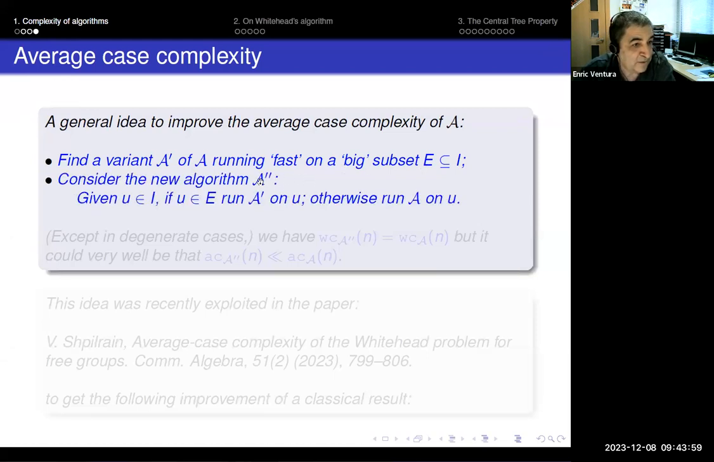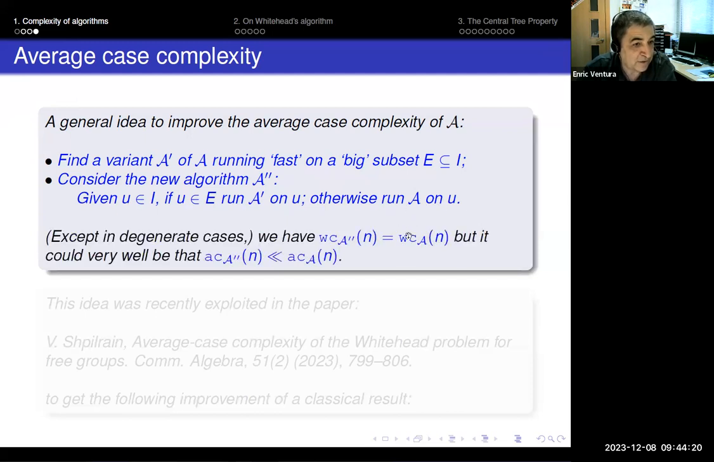You can do this very easy variation. Consider a new algorithm which, given an input, checks whether the input belongs to the nice subset, and in this case you run the fast algorithm, and if not, you run the slow one. In the worst case, it is going to be the same thing because the bad inputs are here. But if the subset is big enough, most of the inputs are going to fall into the fast algorithm, and then this leaves the worst case complexity untouched, but it could improve the average case complexity significantly.